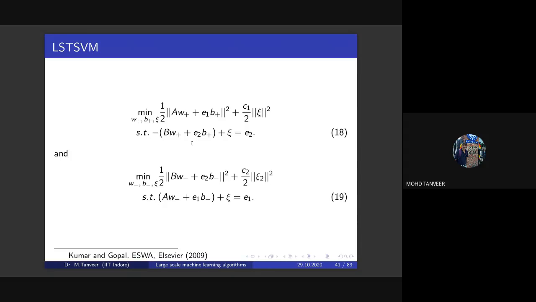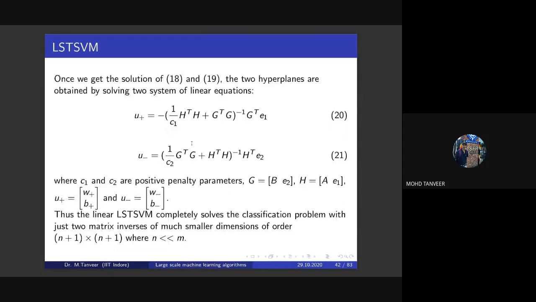You can see that in equations 18 and 19, the only changes they made were to replace the inequality with equality in both the constraints. And in the objective function, they just changed the one norm to the two norm. With these two small changes, they are simply directly solving the problem in 20 and 21.